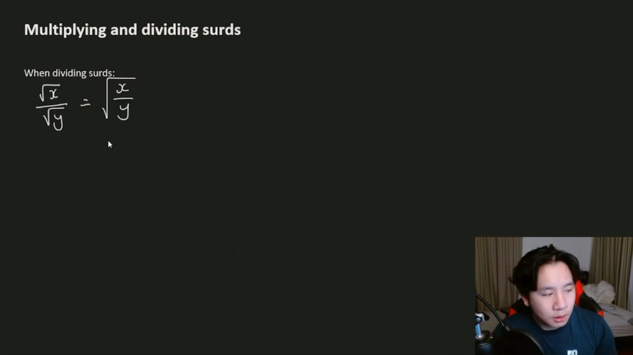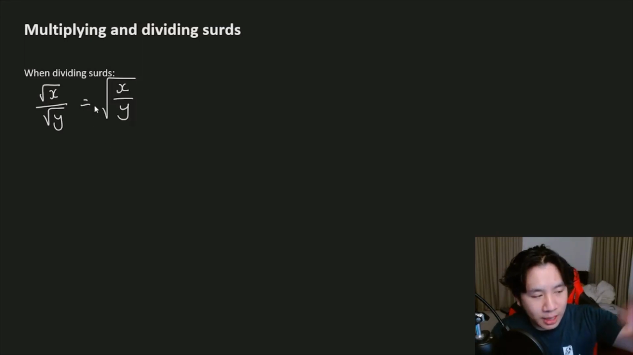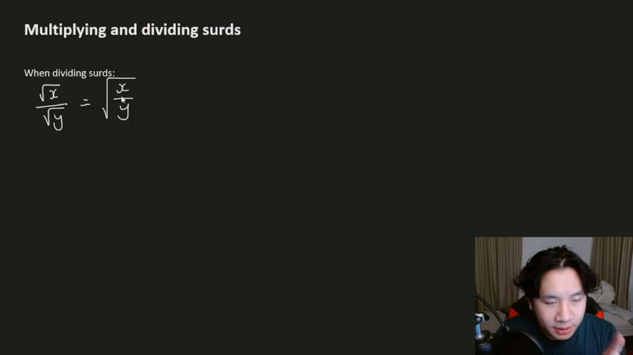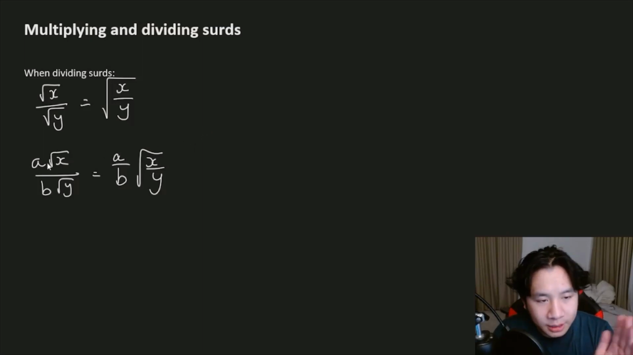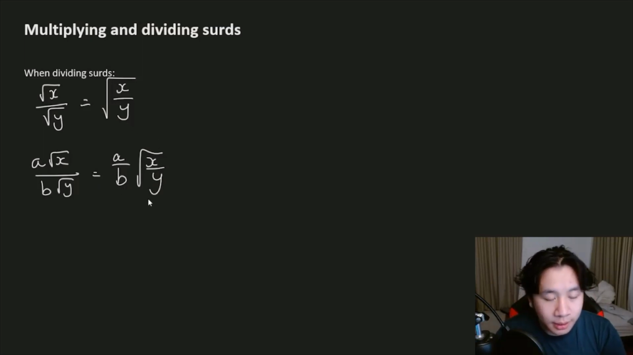Alright, so when you're dividing surds, let's say you had square root x divided by square root y, you can actually put a big square root and then have x over y. In a more general sense, you will have a square root x over b square root y is equal to a over b square root x over y. And I'll go through an example of this.